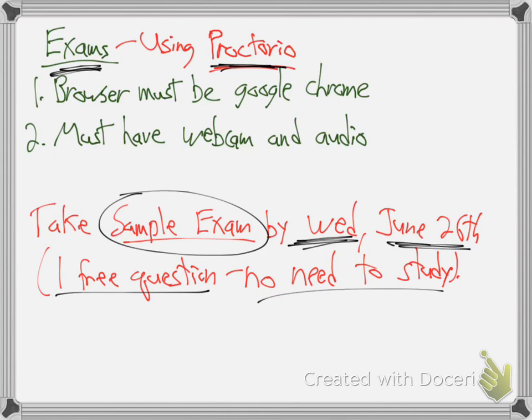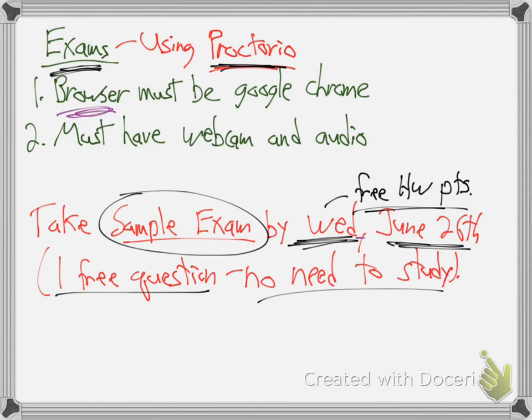I'll get you some homework points for that, free homework points for doing that. And you will lose homework points if you don't do that. So it's a homework assignment, basically. So make sure you take that by Wednesday, June 26th, just to make sure you're okay with the Proctorial program, the testing environment, specifically.